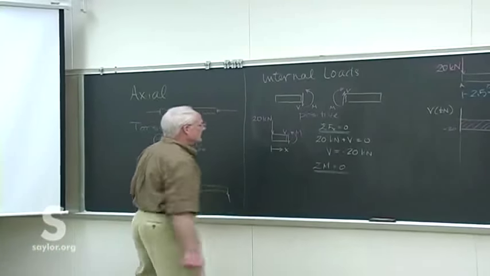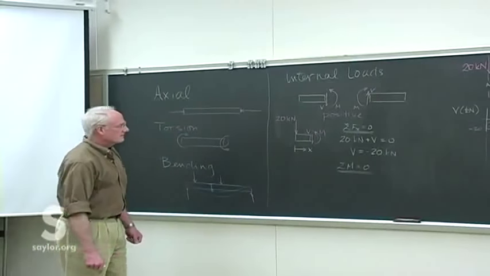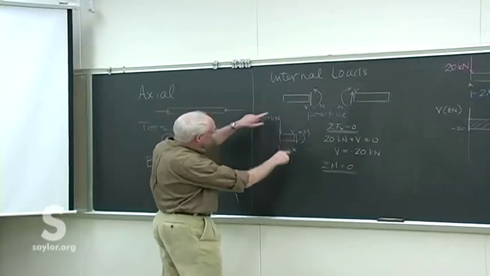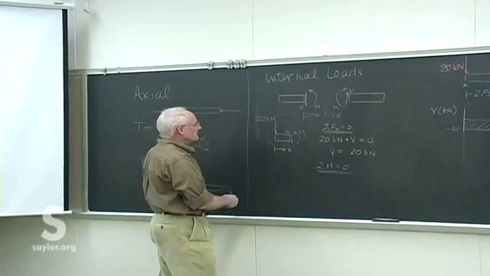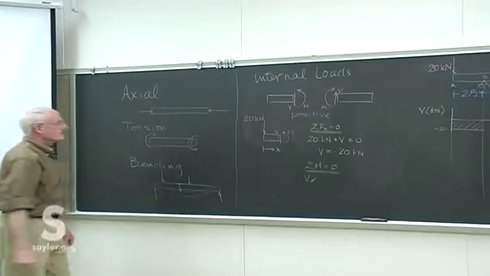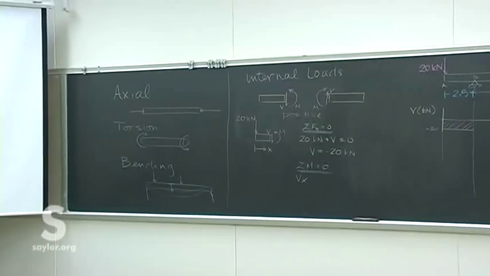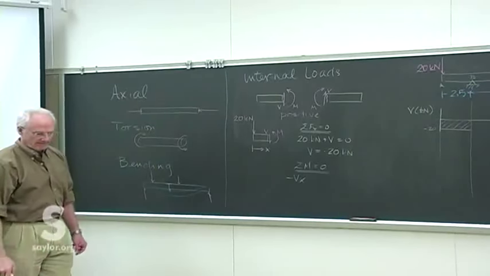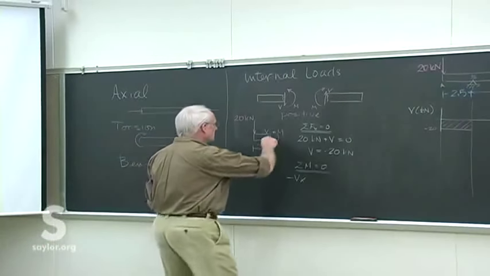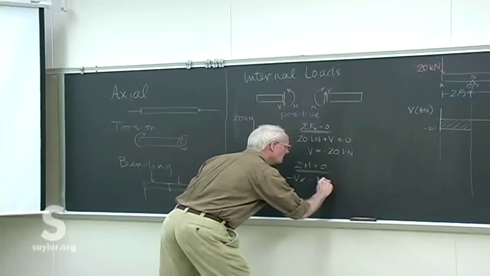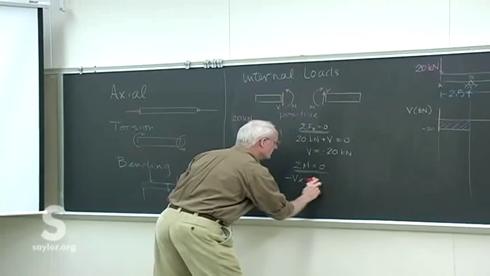All right, so again, then we sum the moments and know that they'll sum to 0. We have a clockwise moment between the V and the two V's, a distance x apart. We know that's in the negative direction. And then that's got to equal also a clockwise moment. Oh wait, and that's our positive direction for these.